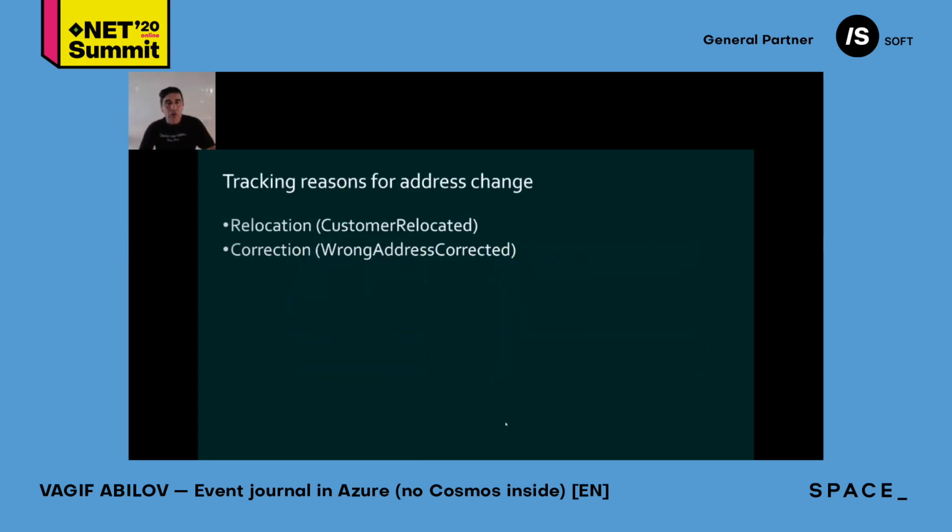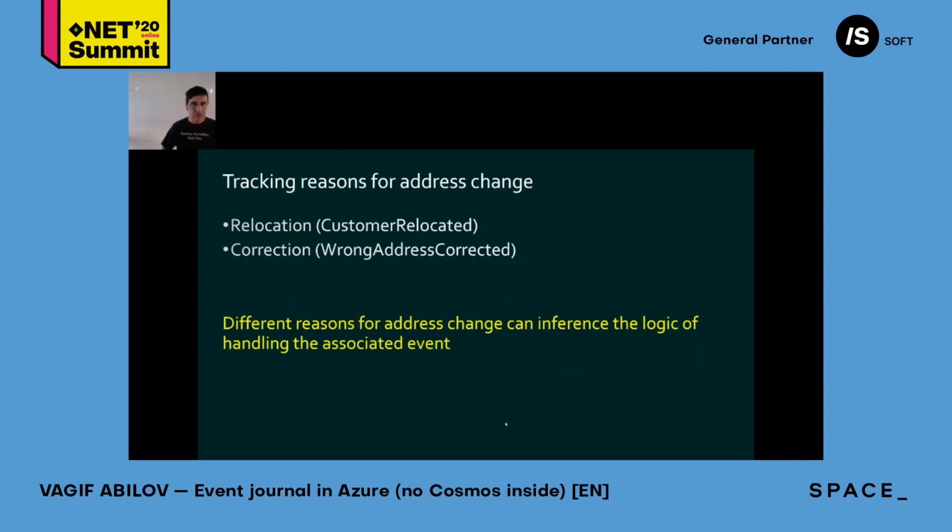Let's think about why the address can be changed. And there may be different reasons. Let's look at two radically different reasons for changing the address. First is relocation. It's a sort of normal scenario when the customer used to have a former address. Now the customer is relocated, and now he or she is living in a different city, and yeah, we need to change the address. Another one is a correction. So actually, the address was registered wrong in the first place. And so these different reasons can influence the logic of handling the associated events. Actually, they can imply completely different logic.